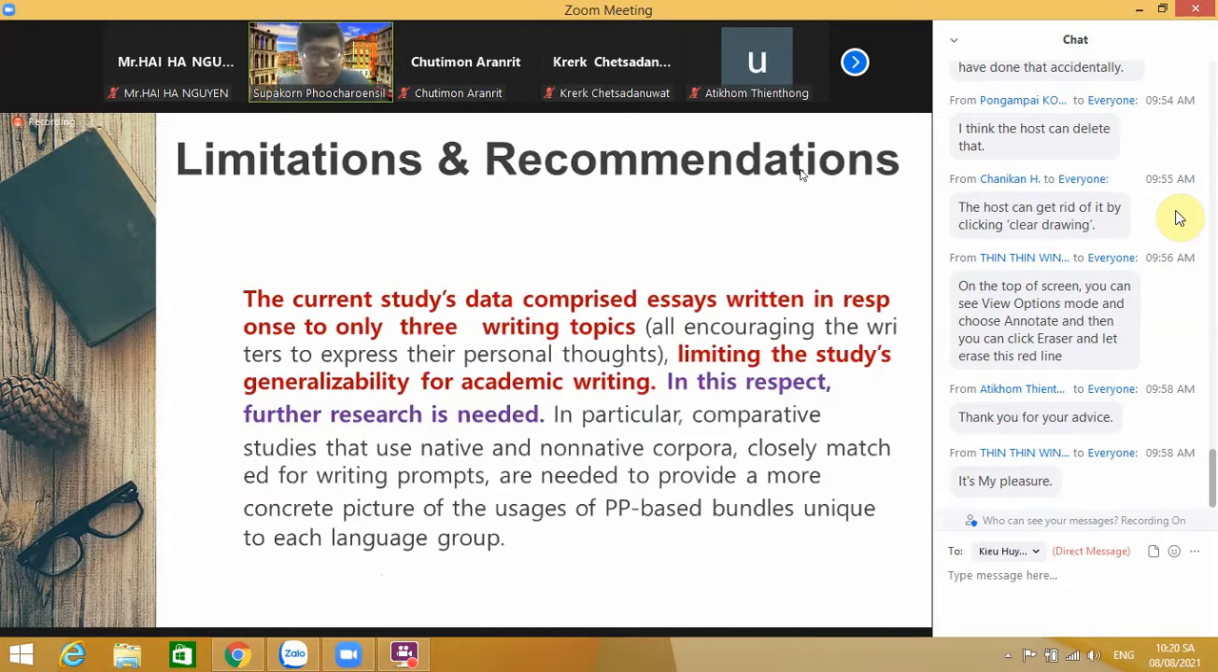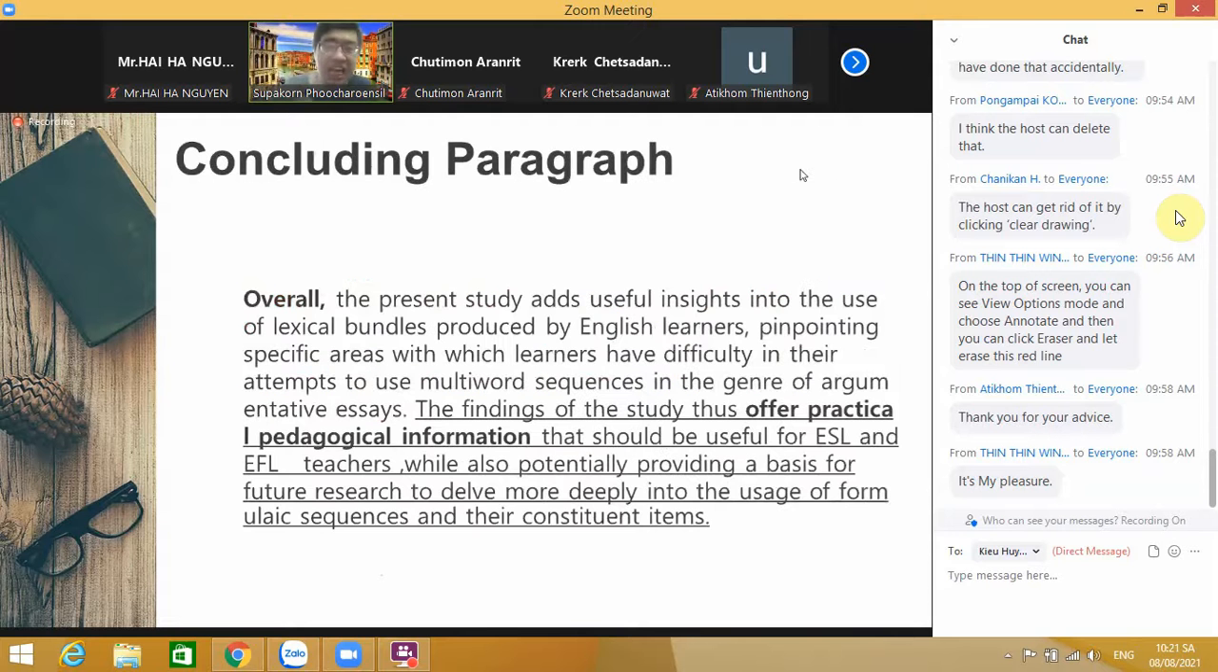Okay. And then maybe you can say that this study is a small-scale one. That's why the number of essays is limited to only 3. So in future studies that have more time, more budget, maybe more types of essays or more different topics can be included. Okay, something of the kind, right?